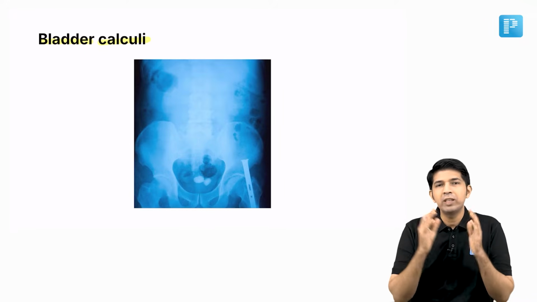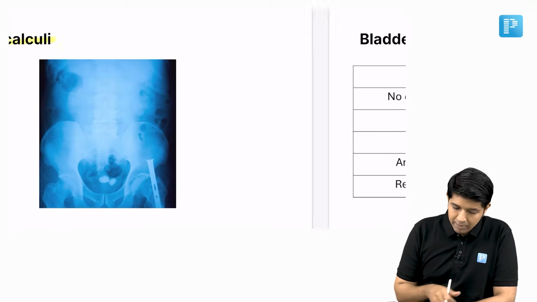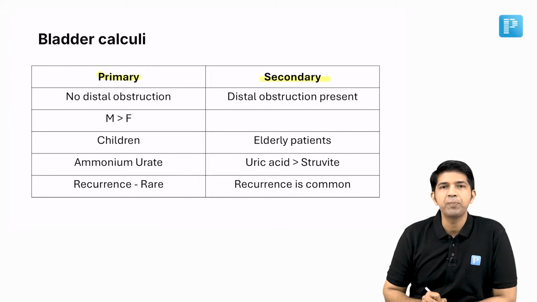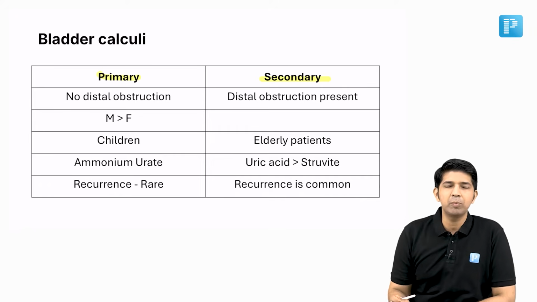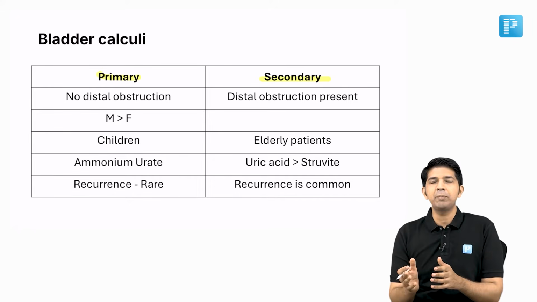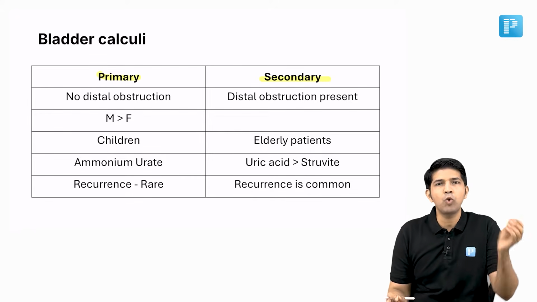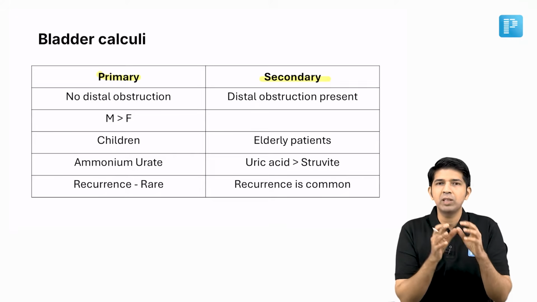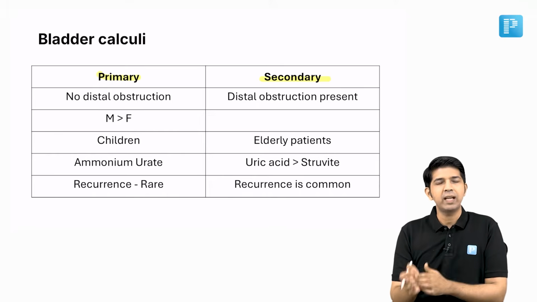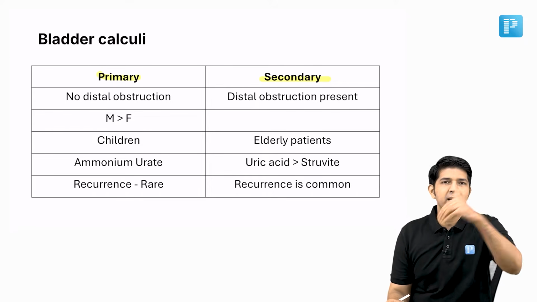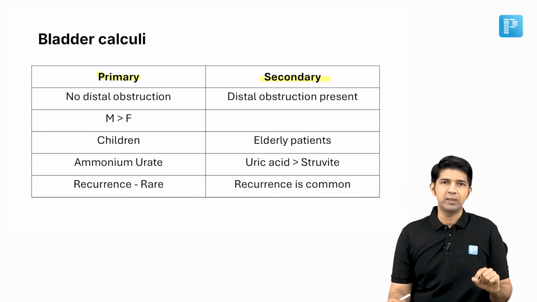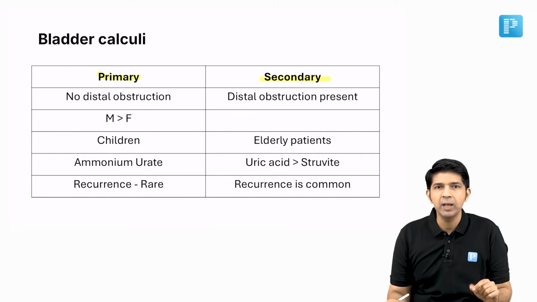Now these bladder calculi can be classified as primary and secondary. Now anywhere else in the body, primary and secondary basically tell you the source. Going by the definition, primary means something that is developed within the bladder, secondary means something that is developed in the kidney and then it comes down. But that does not apply here.